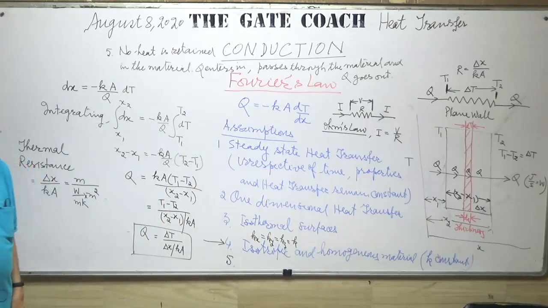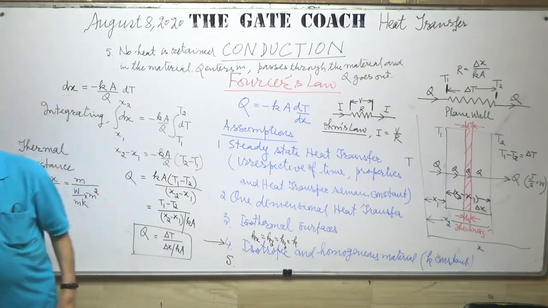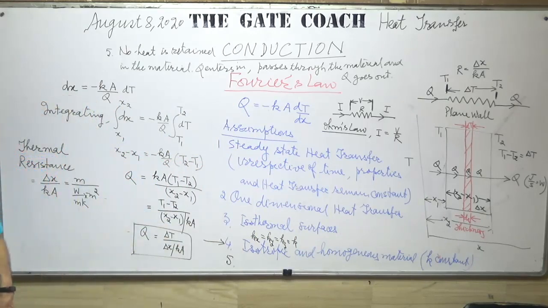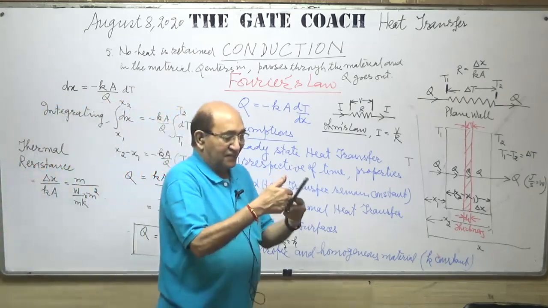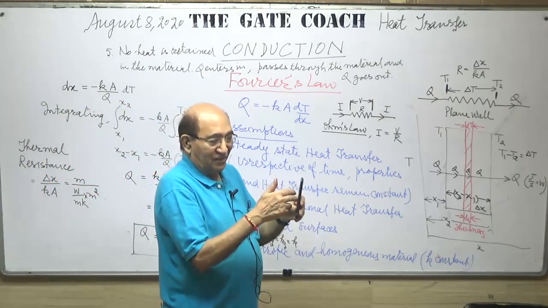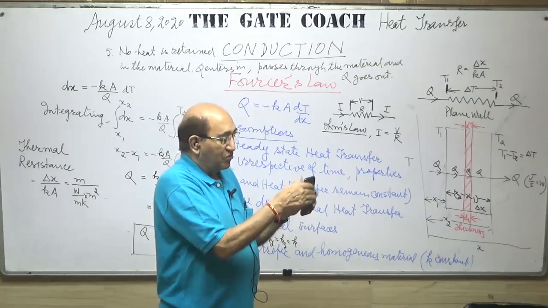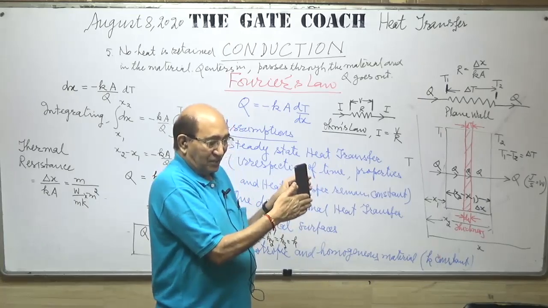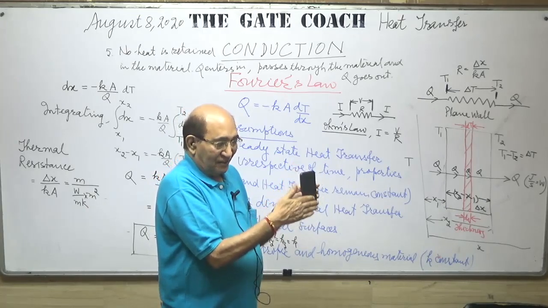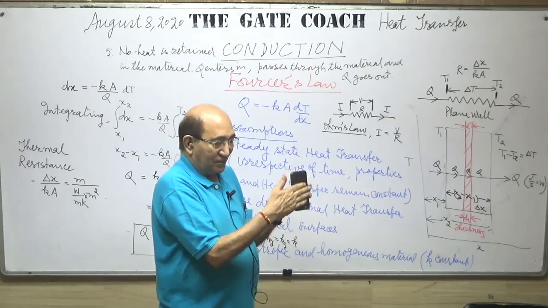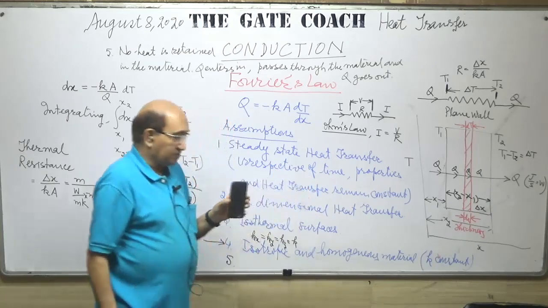Sir, third assumption, isothermal surface. Isothermal surface. This was the plane wall. This surface is at temperature T1. This surface is at temperature T2. That means throughout this surface the temperature is T2. It is not the average temperature. So when the temperature remains the same throughout, we call it an isothermal surface.